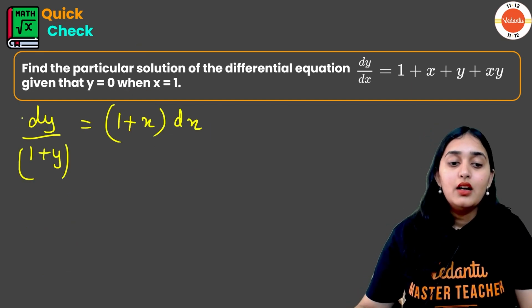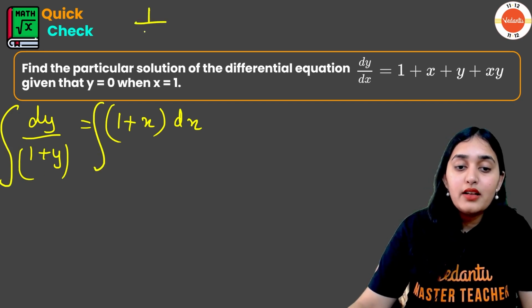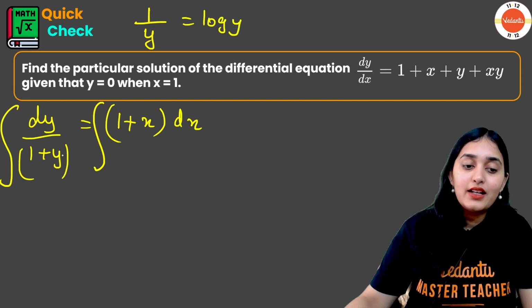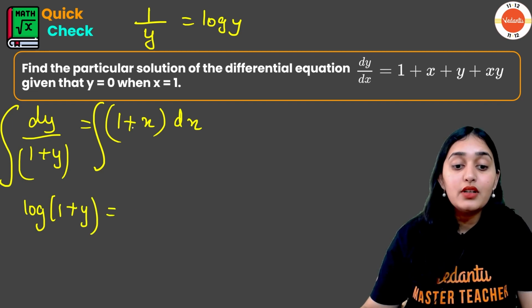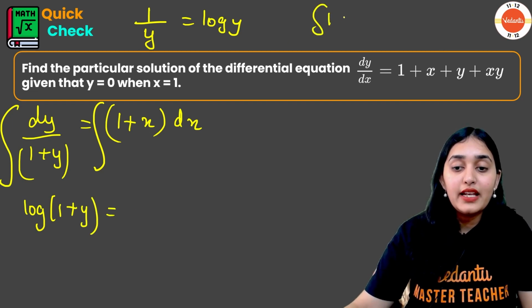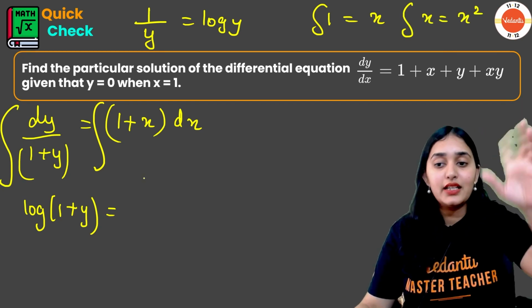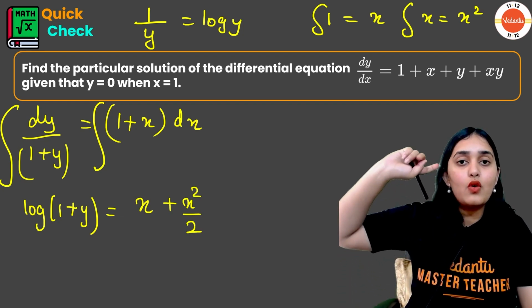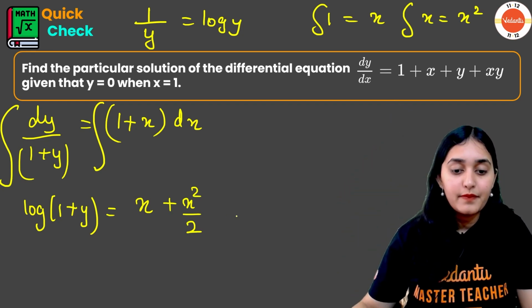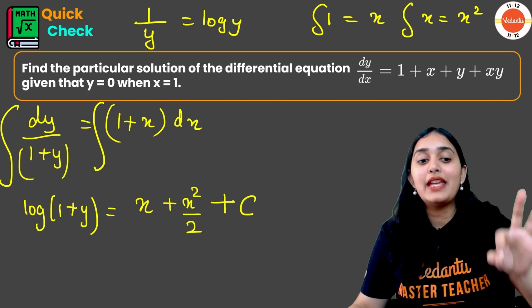Now integrate. What do you get? Again, integration of 1 upon y is log y. So this will become log of 1 plus y is equal to, integration of 1 is x, integration of x is x square by 2. The power increases, and whatever power comes also goes in the denominator. So plus C, some constant should be added in the general solution.